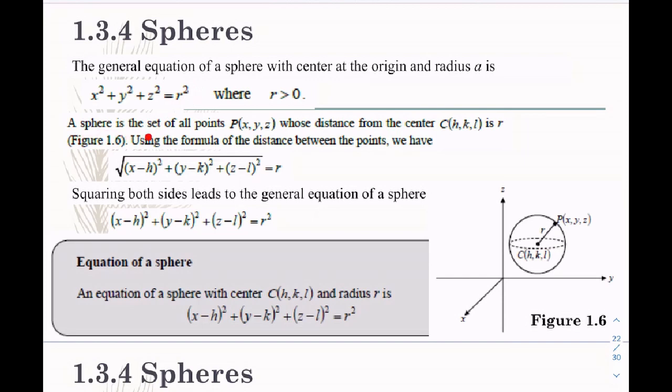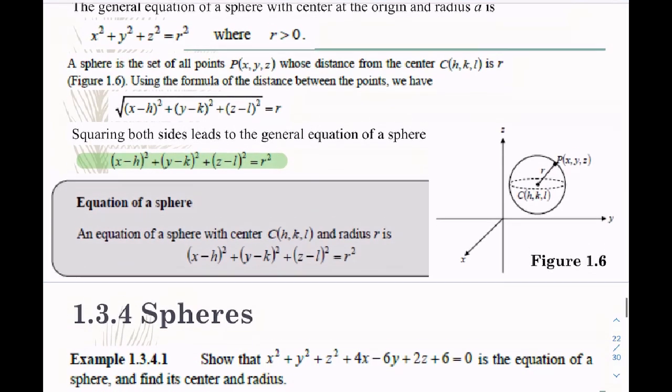A sphere is the set of all points P whose distance from the center (h, k, l), this is the coordinate for the center, is r. Using the formula of the distance between the points, we have this one, and then we manipulate, squaring both sides leads to this one. So we use this as the final equation for the equation of a sphere.